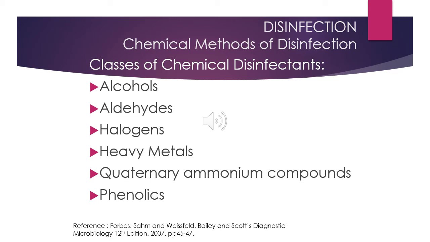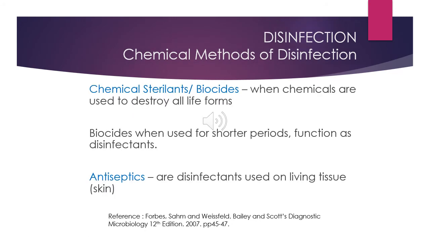Other chemical methods of disinfection can be accomplished by the different classes of chemical disinfectants, including your alcohols, your aldehydes, your halogens, your heavy metals, your quaternary ammonium compounds, or what we usually call your quats, and your phenolics.